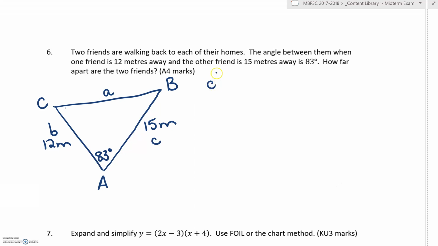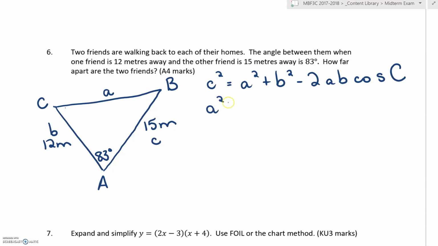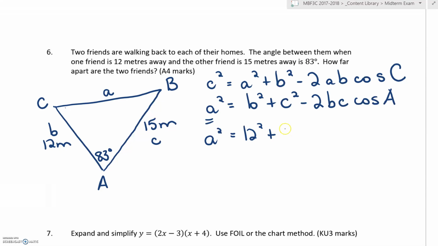So the formula for that was c squared equals a squared plus b squared minus 2ab cos of c. But we're looking for side A, so we have to change this. So a squared equals the 2 other sides squared, added, minus 2. Remember to put b and c here, and cosine of the angle across from the side that you're looking for. So now you just start subbing it in. So lowercase b is 12, lowercase c is 15, and we're just subbing this in. And cos of angle A, which is 83 degrees.